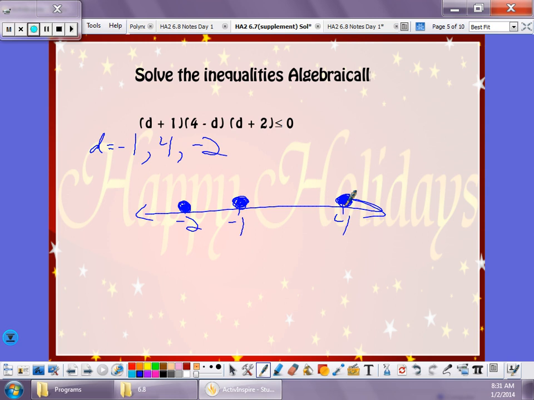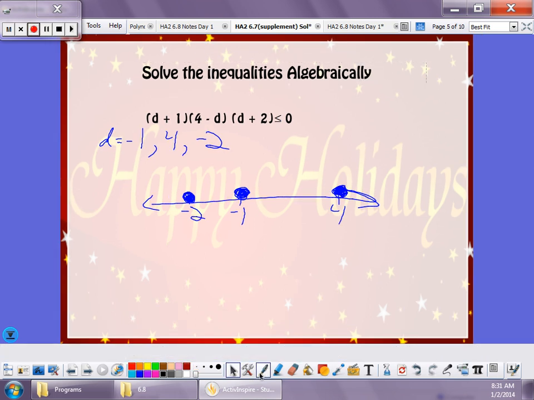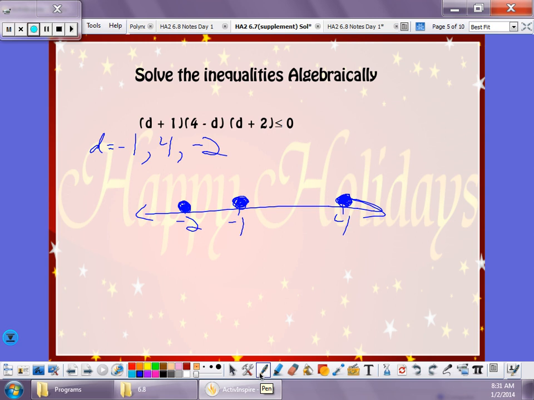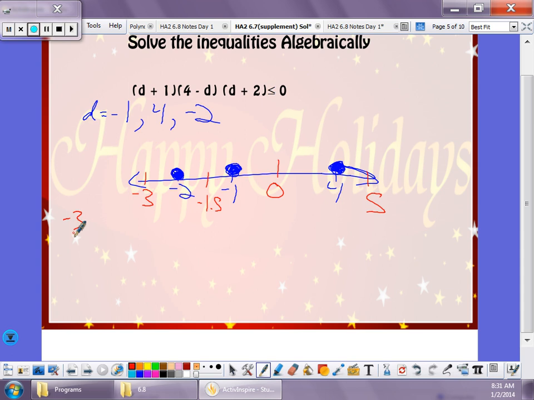All right? Algebraically. So again, I need to find test points. So you see now, this is when it's going to be much faster to just look at the signs, because we're going to have to plug in 4 test points. So I could have -3, -1.5, 0, and 5. So -3, -1.5, 0, and 5. And here, when is the statement going to be true? When we get a negative or a positive? A negative, right, because it's less than or equal to 0.